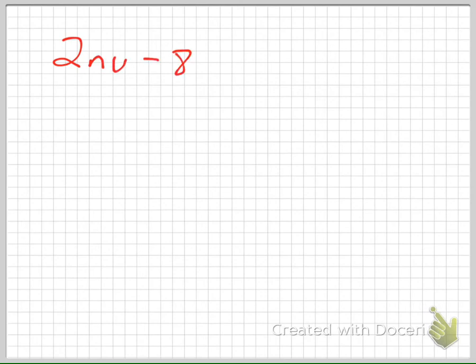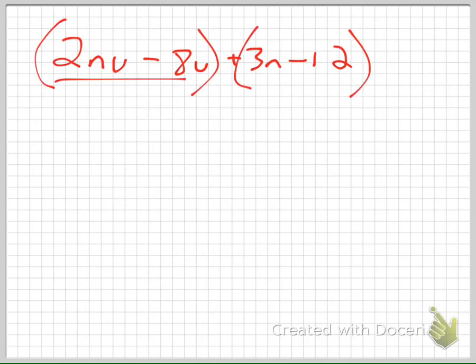2nu minus 8u plus 3n minus 12. You look at this, what's the first thing you do anytime it says to factor? See if you can pull something out of the whole thing. Can I pull something out of the whole thing here? No. So then you start grouping. What can I pull out of this? 2u. So I'm going to go 2u times n minus 8.